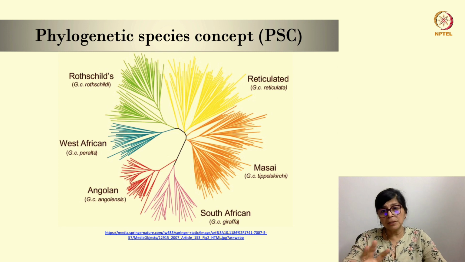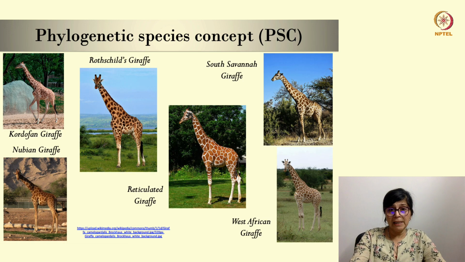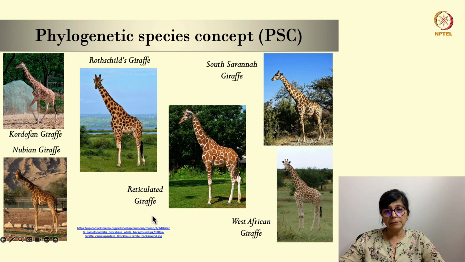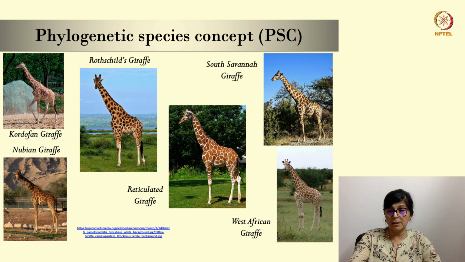I just put this slide because this is another way of representing it, so you can see how they are distributed. These are the different types of giraffe. This is the Rothschild giraffe, the reticulated giraffe, the South Savannah giraffe, very different again. The West African giraffe is quite different from the reticulated, Rothschild, Nubian, and Kordofan giraffes. The Wikipedia page that I have cited here has all the details, and you can go and read about it from there too.